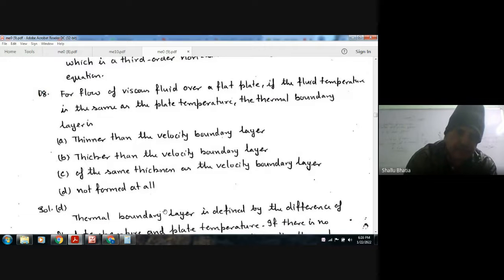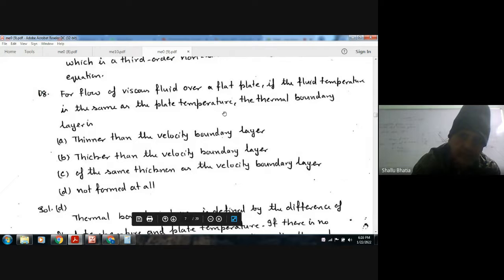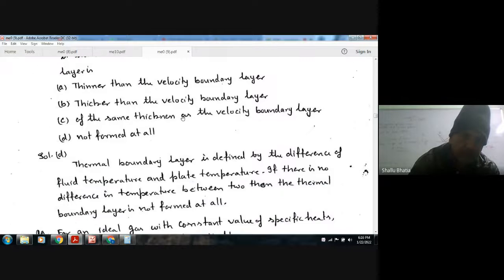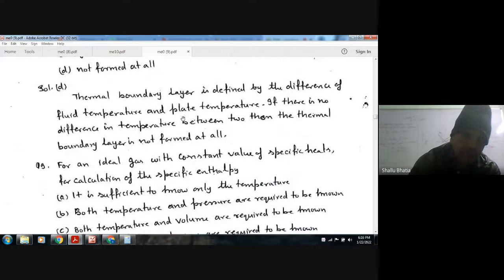Next, for the flow of viscous fluid over a flat plate, if the fluid temperature is the same as the plate temperature, the thermal boundary layer is: A, thinner than the velocity boundary layer; B, thicker than the velocity boundary layer; C, of the same thickness as the velocity boundary layer; D, not formed at all. As the plate temperature and the fluid temperature are the same, the thermal boundary layer will not be formed at all. So the answer is D.